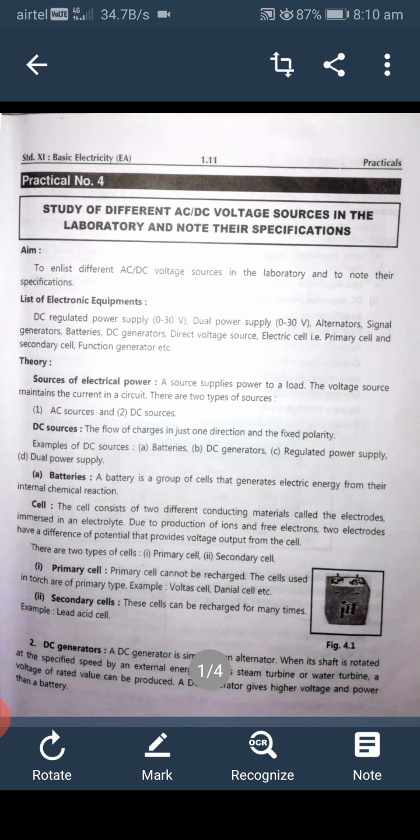DC generator. A DC generator is similar to an alternator. When its shaft is rotated at the specified speed by an external energy such as a steam turbine or water turbine, a voltage of rated value can be produced. A DC generator gives higher voltage and power than a battery.